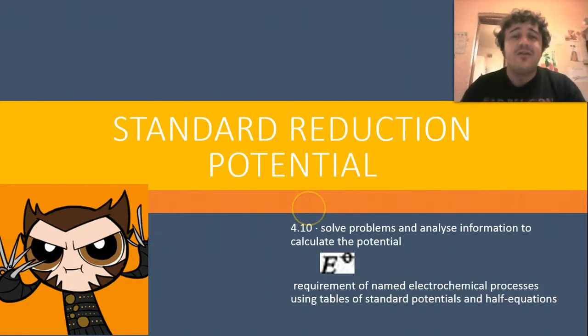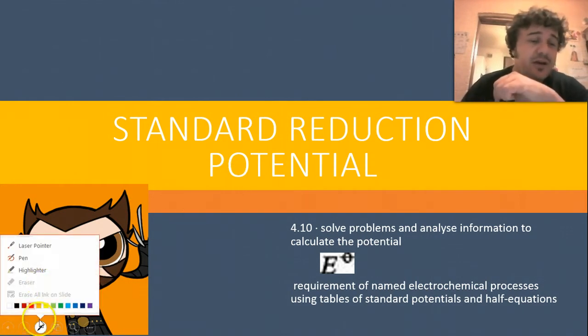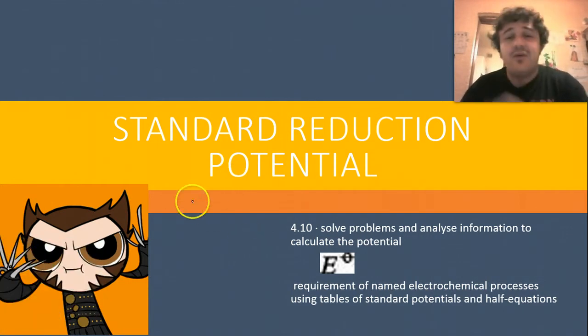Alright, nerds. So now we're going to talk about standard reduction potential. As long as you remember that it's called standard reduction potential, we are going to shorthand it by calling it E naught. So we call it E naught, and this is one of the calculations we're going to do. It's fairly simple, but we'll get into it.